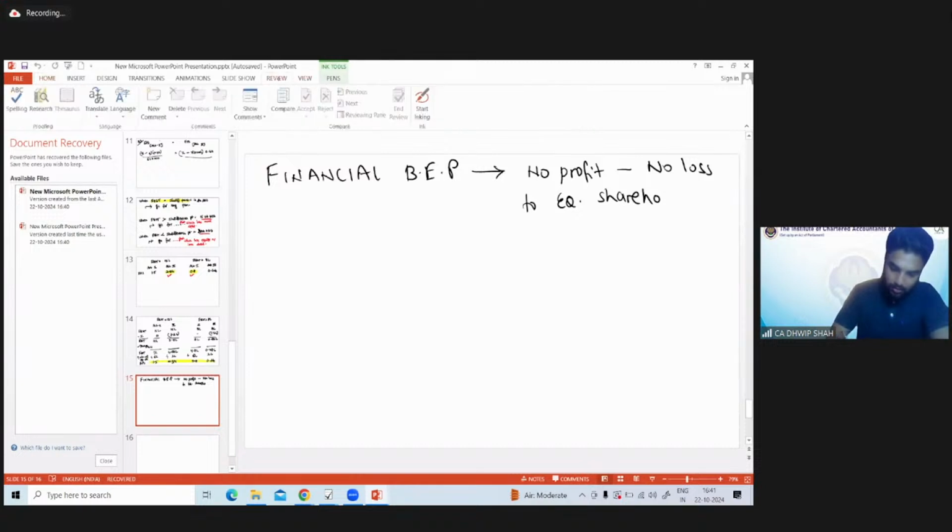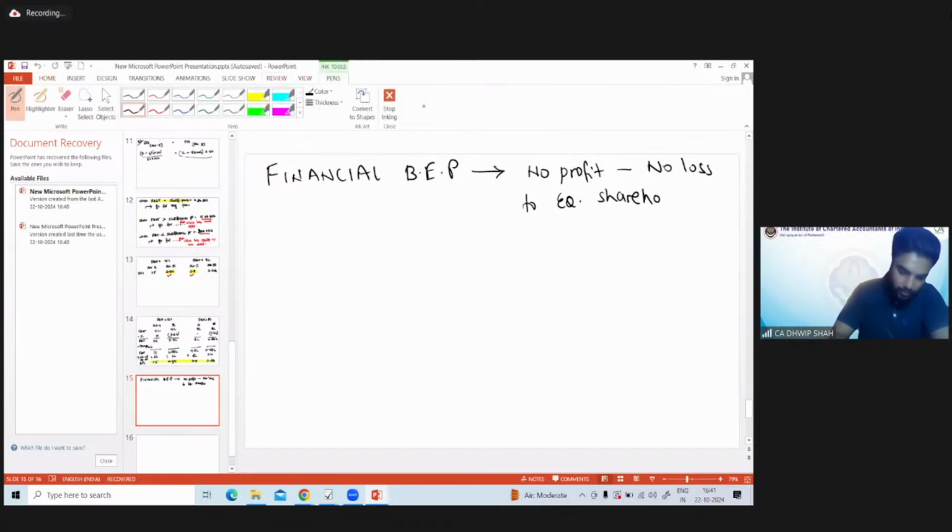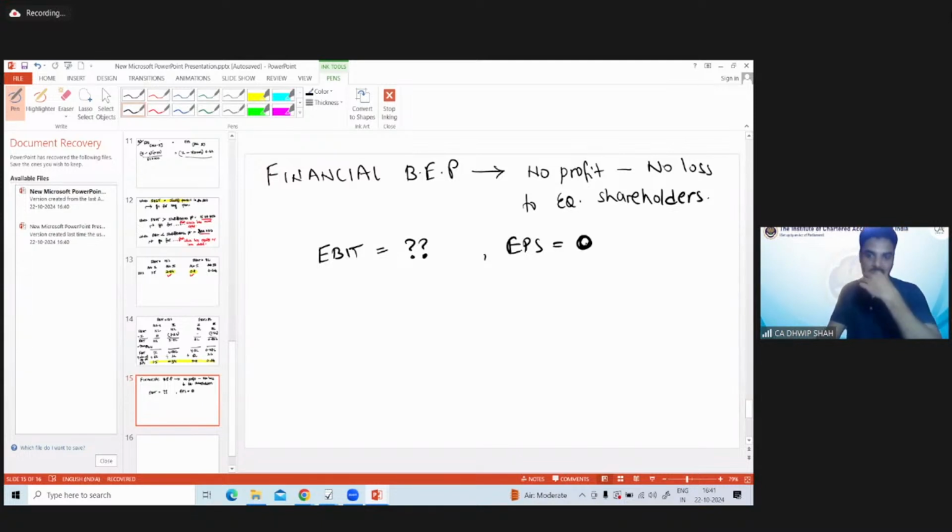Equity shareholders. No profit, no loss. Means how much should be my EPS? Sorry, how much should be my company's EBIT, which results in nil EPS? Are you getting this? मेरे कंपनी का EBIT कितना होना चाहिए that it generates zero earnings to my equity shareholders? So you would have learned this.